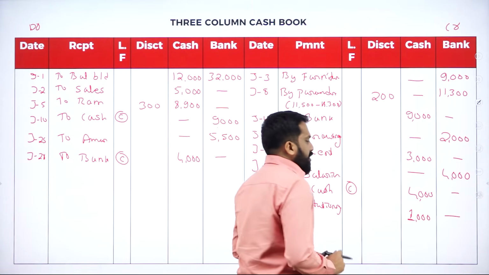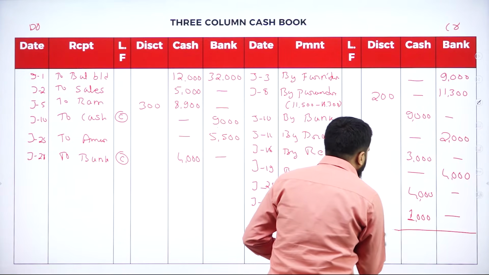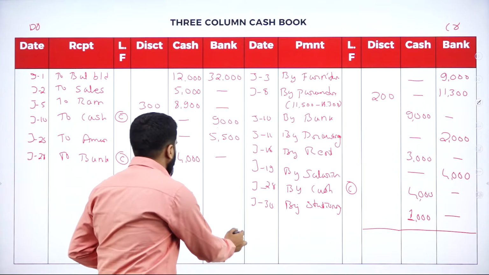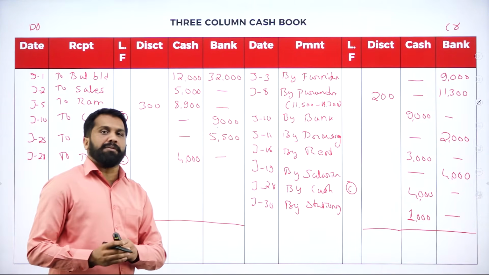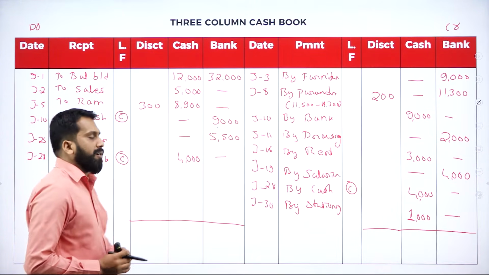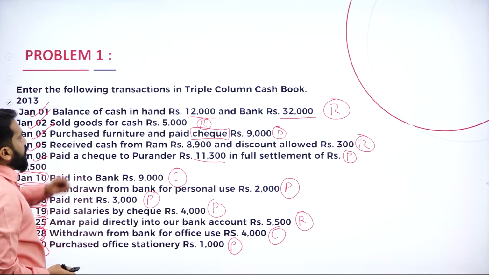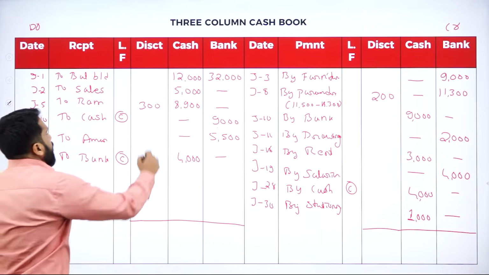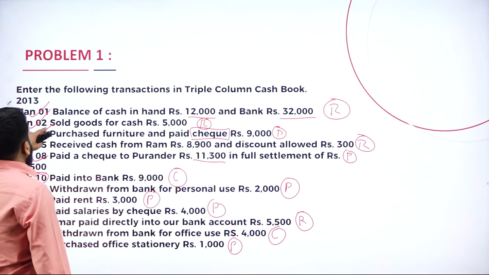So this is the information we are supposed to write. Now we are done with everything. Now we'll cross-check whether we have done it properly or not. Balance of cash in hand and cash at bank: 12,000. Yes, it is proper.